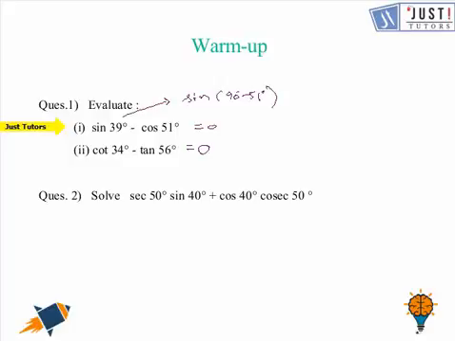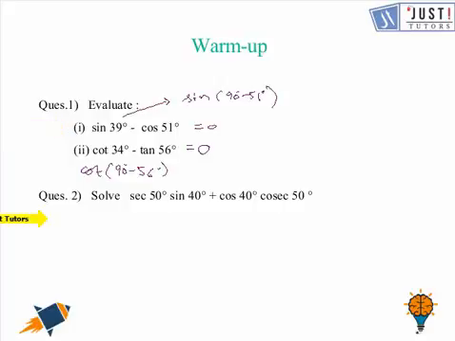The answer for this is going to be 0 again because we need to change cot 34 degrees, and we can change it like cot of 90 degrees take away 56 degrees, which will change into tan 56 degrees, and hence the answer would be 0.